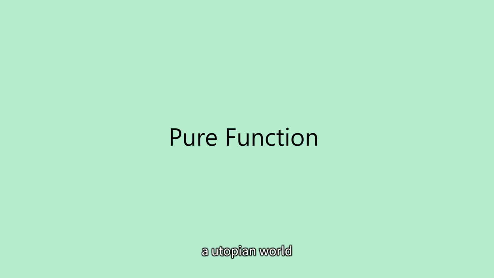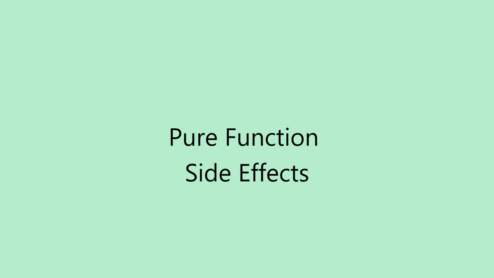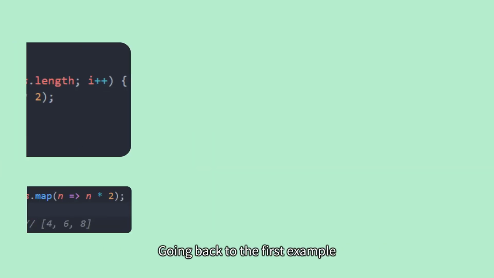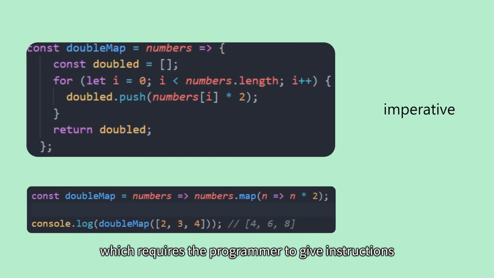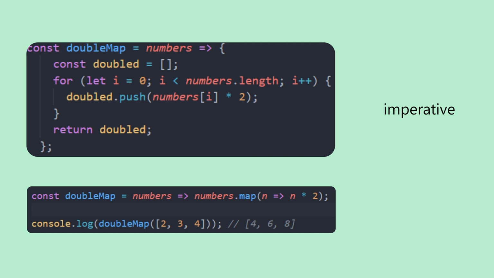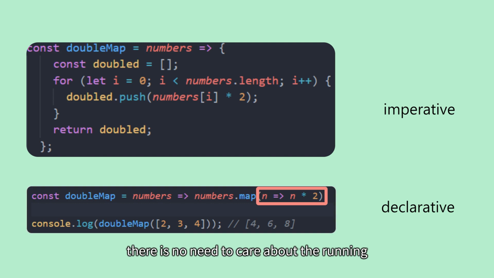Therefore, functional programming probably has two parts. One is composed of pure functions, a utopian world, and the other is the side effects of communicating with the complicated outside world. Going back to the first example, the above example is an imperative style, which requires the programmer to give instructions one sentence at a time. The following is a declarative style. Once the water pipe is constructed, that is, the pure function in the middle, there is no need to care about the running of the program.